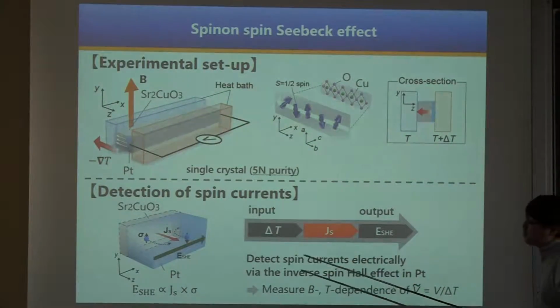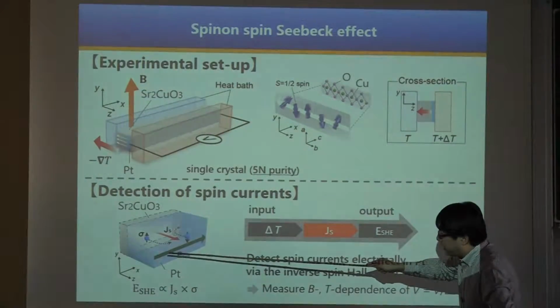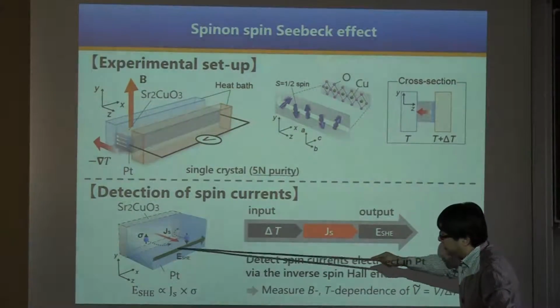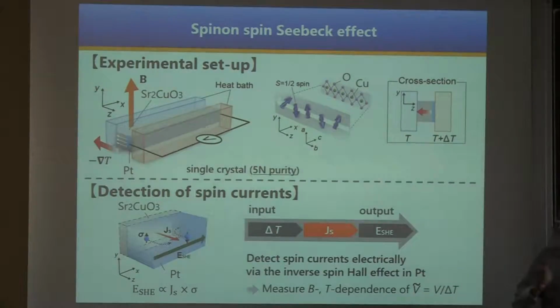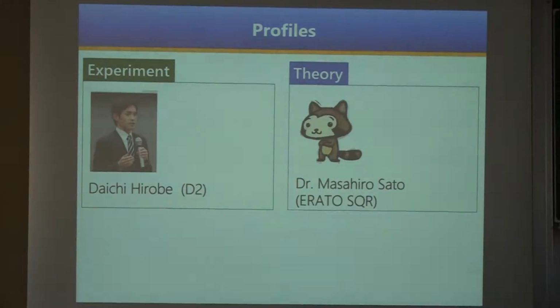When a spin current is injected from this spin chain to this conductor, we can measure this spin current in terms of the spin Hall effect here. Okay, this measurement was done by Hirobe-kun, and the theory was made by Sato-san. He doesn't like showing his pictures.